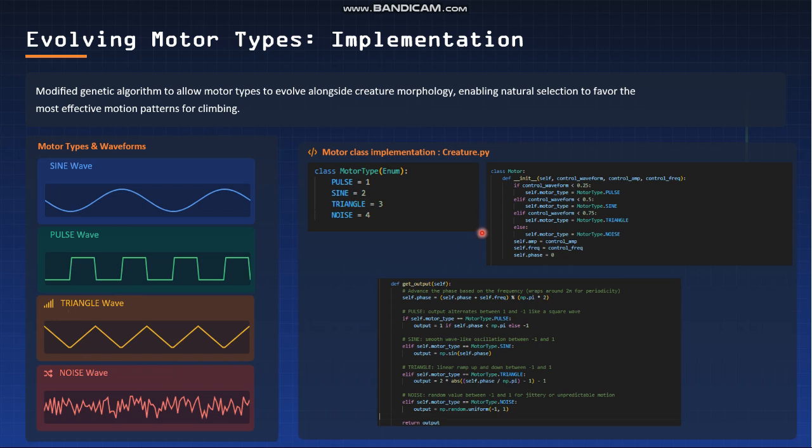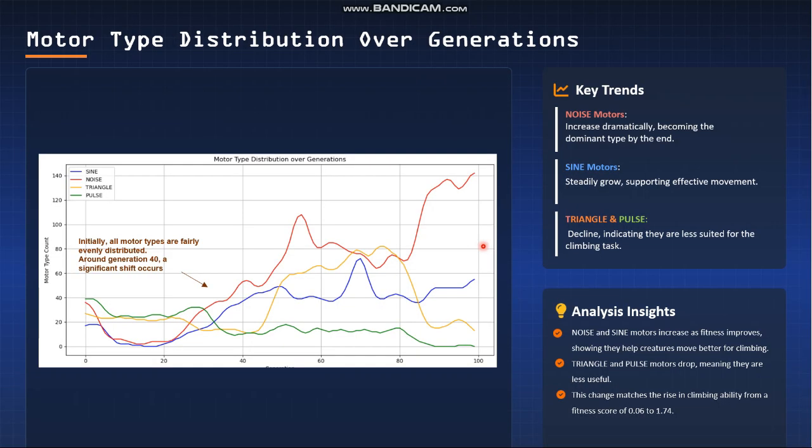Now we have 4 motor waveforms: sine, pulse, triangle, and noise, each producing different motion styles. This code here defines the motor class, assigning a waveform based on control values and generating output signals for each motor type. This chart shows how the motor types change over generations.